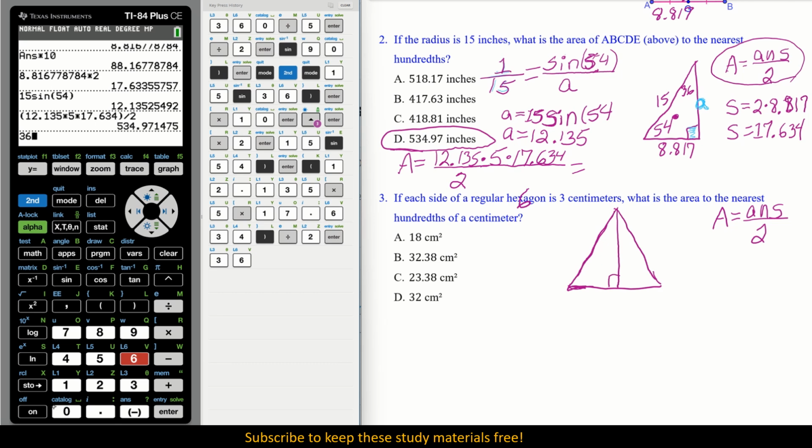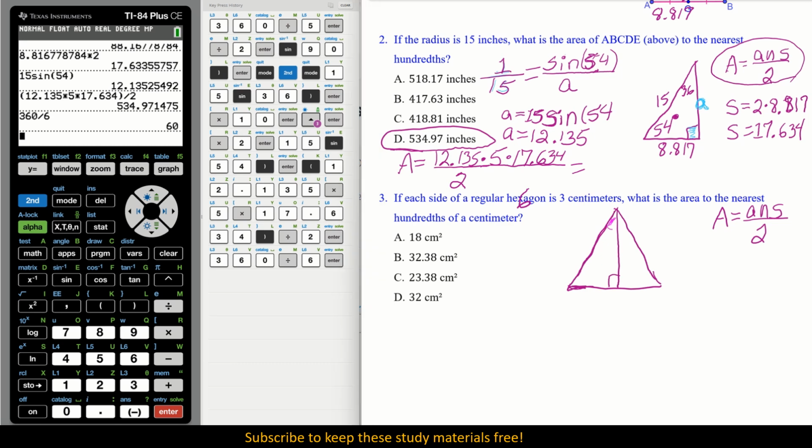So let's say 360 divided by 6. Okay, that's 60 degrees. But we need this top one here, this angle right here. So we're going to take that and divide by 2. So what are we going to get? We get 30 degrees here and 60 degrees here. Well, that's kind of a good thing because now we can use our laws of sine and go through the motions and find everything we need.